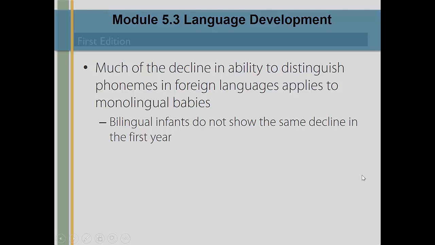Much of the decline in ability to distinguish phonemes in foreign languages applies to monolingual babies. Bilingual infants do not show the same decline in the first year. However, the ability to distinguish phonemes in foreign languages reappears around 2 years for monolingual infants.